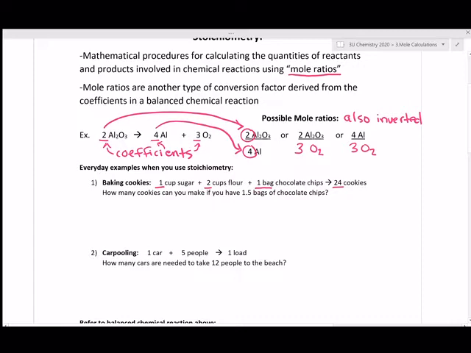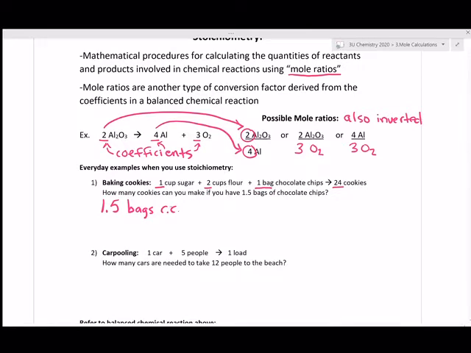Of course, we're going to have some wet stuff in there, like some butter and water and whatnot, but we'll just keep it simple. So the problem is you want to make as many cookies as possible, and you look in your cabinet and all you have is 1.5 bags of chocolate chips. So you want to know how many cookies you could make. So just like we've been doing, you're going to start with what you're given. So I give you 1.5 bags chocolate chips.